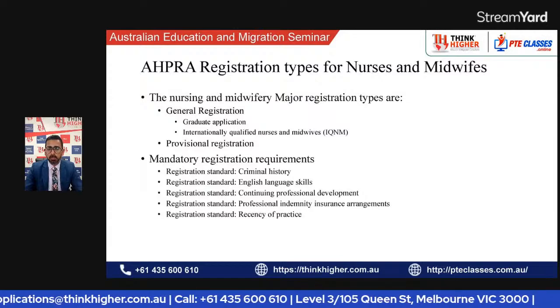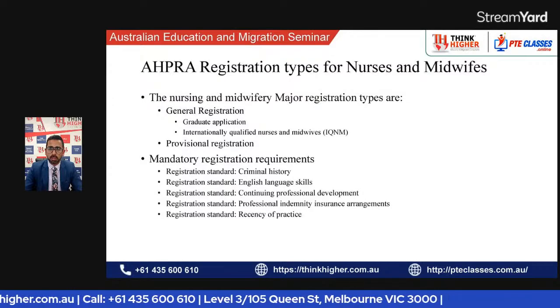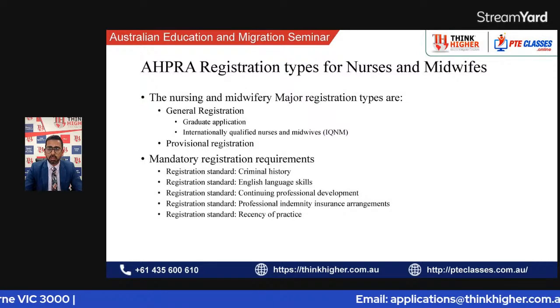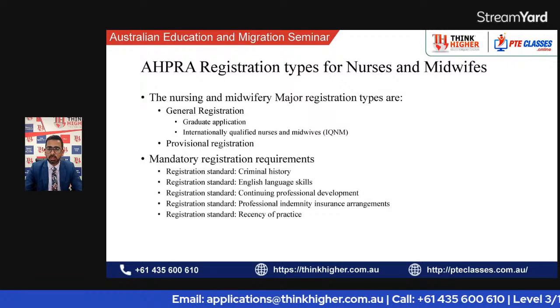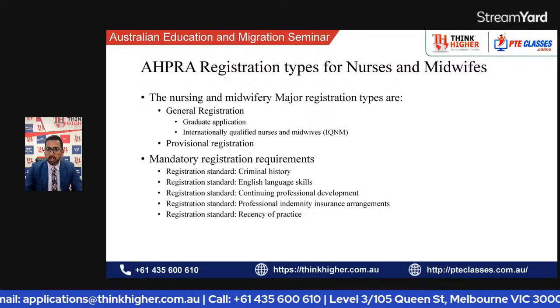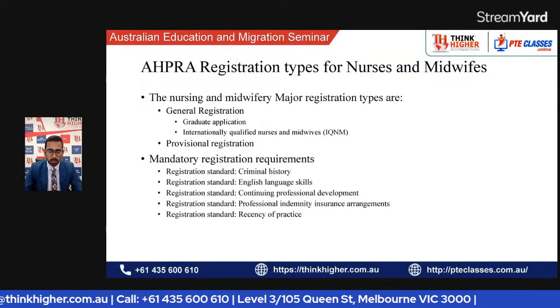Then you also need professional indemnity insurance. That can be submitted down the line after getting the registration, or you can have a tentative indemnity insurance from lots of Australian indemnity insurance organizations or companies. They're offering that. So you can contact us at Think as well. We can assist you in getting that.